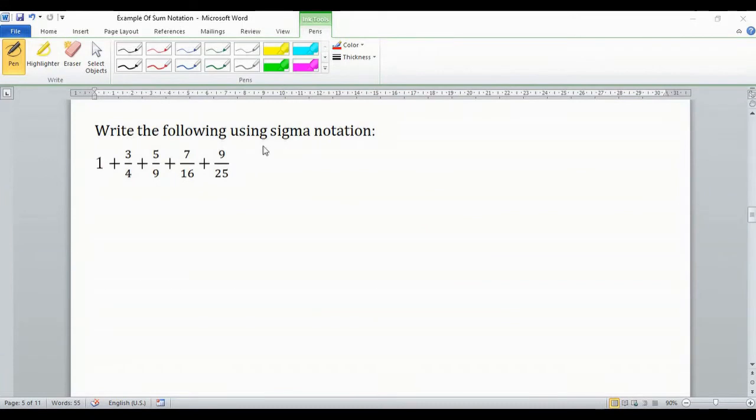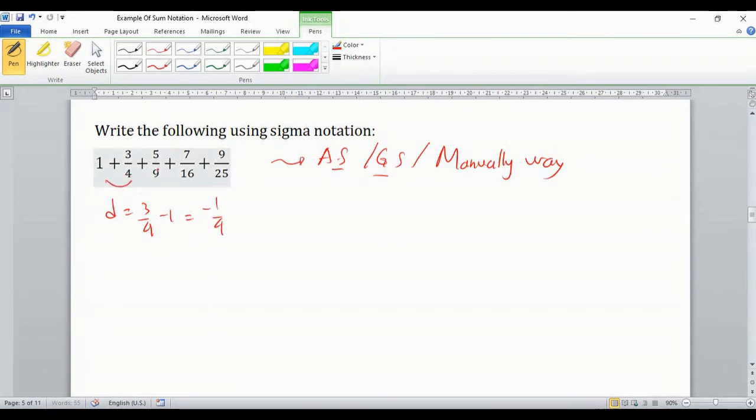Write the following using sigma notation. Like I said before in the previous video, you can find this one using the general term if they are an arithmetic sequence or a geometric sequence. But if they are not either of them, you can do it the manual way. So from here, the difference is 3 over 4 minus 1, which is equal to minus 1 over 4. How about this one?